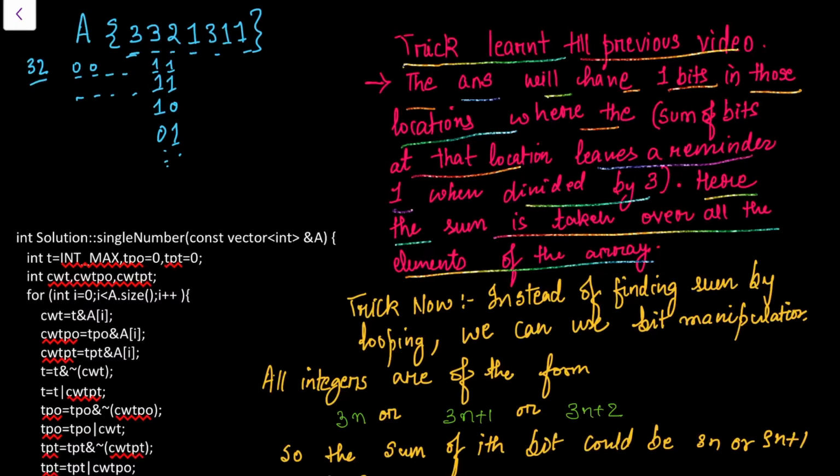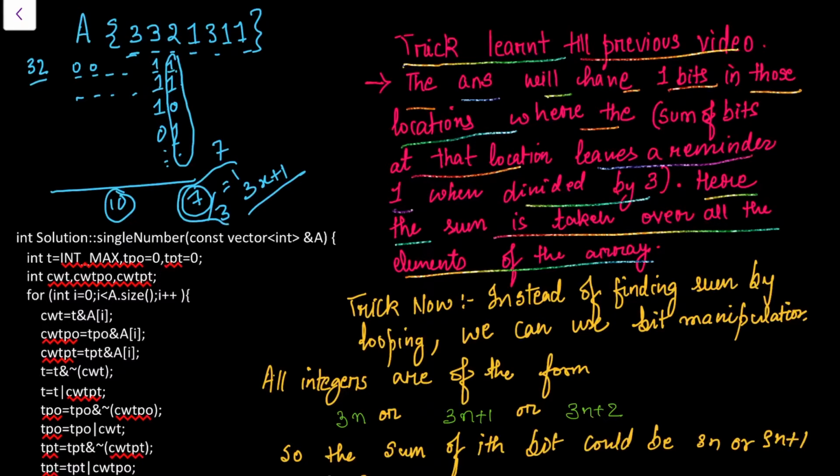What we will do is add all the bits at each position. The ones will contribute to the sum. So if we have 7 ones, the sum will be 7, and in case we have 10 ones at a location, the sum will be 10. Now once we get the sum, at those places where the sum is of the form 3n plus 1, that means when we divide, let's say, 7 by 3, we get remainder 1, at such locations we will have 1 in our answer integer.